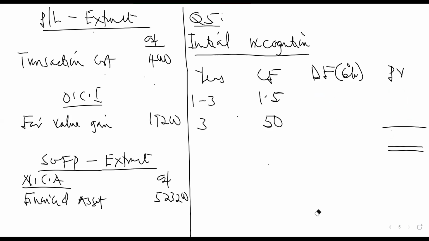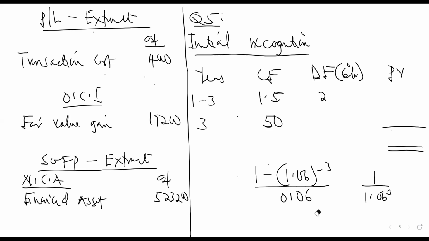Okay, the discount factor is 6%. So it's supposed to be 1 minus bracket 1.06 exponent negative 3 divided by 0.06. So 1 over 1.06 exponent 3. All right. The one I mentioned to use for 6%. So that's the 2.673. That's for 6%.